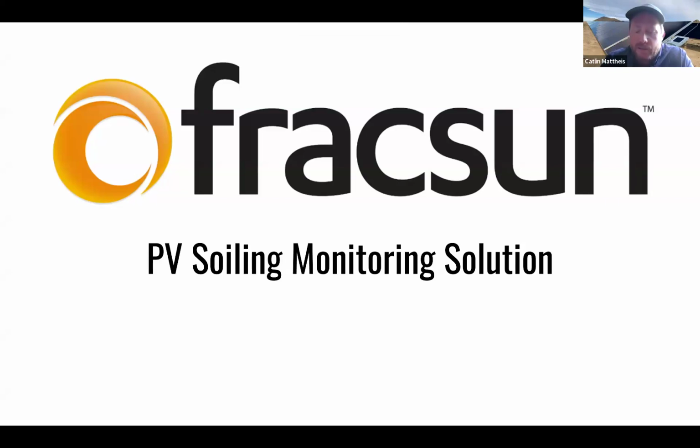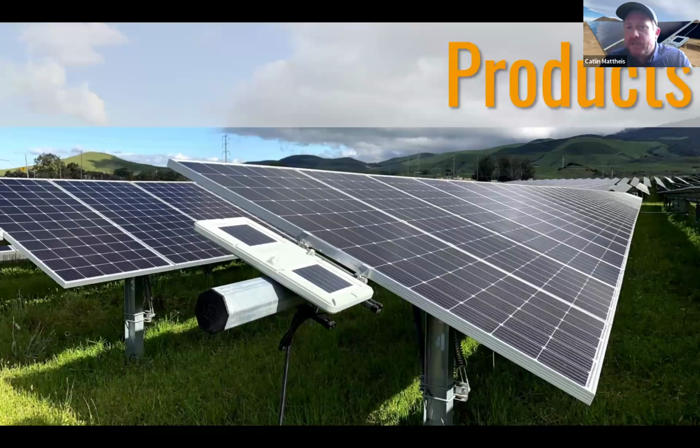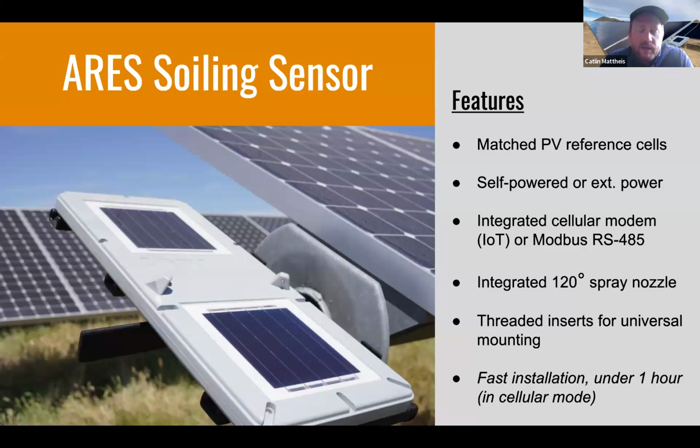For those that don't really know us or what we do, Fracsun builds a PV-based soiling loss monitoring system. We're currently deployed, as mentioned, over approximately 12 gigawatts in 27 countries now. That number changes all the time. And what we build is essentially a large area reference cell based soiling monitoring station.